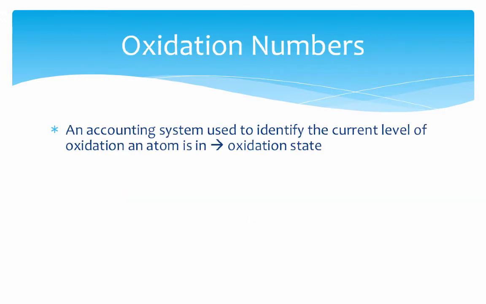So oxidation numbers are an accounting system used to identify the current level of oxidation that an atom is in, or its oxidation state. It's important to note that oxidation numbers themselves don't necessarily reflect an actual physical measured characteristic of an atom, but again, they're more of an accounting system, a way for keeping track of how ions or atoms change their oxidation state through the course of a reaction. It's a system we use as chemists to wrap our heads around what's happening inside the flask.